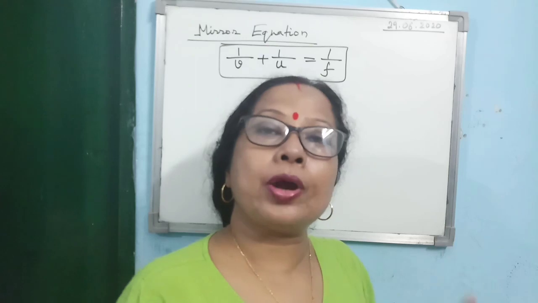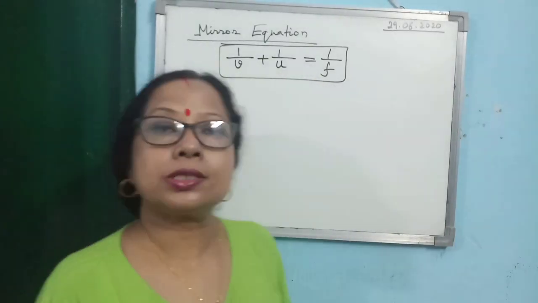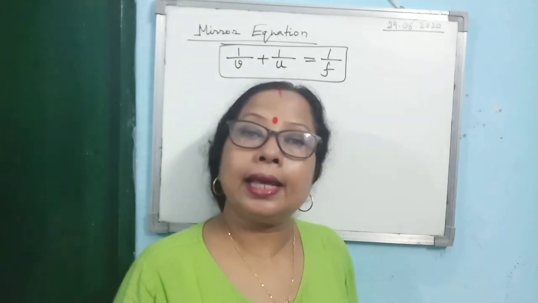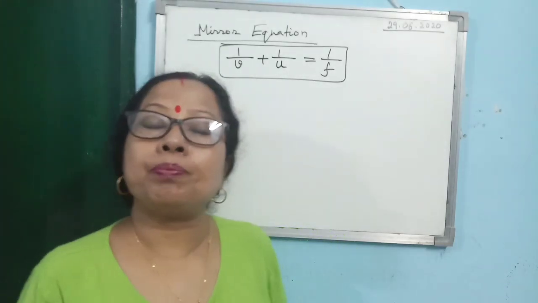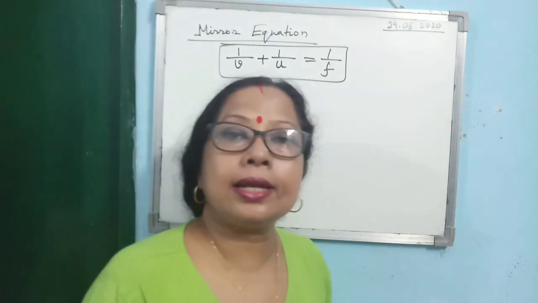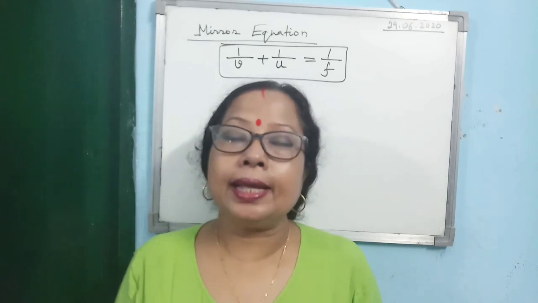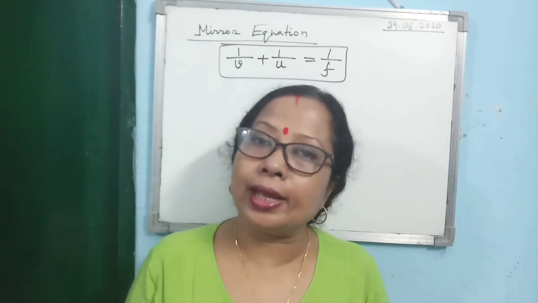Alright. So this is the point you must remember, that whenever V, U and F are substituted in the mirror equation, it should be done with proper sign convention. And I repeat, according to sign convention, what is the sign of U? Always negative. Then for a concave mirror, F is negative.